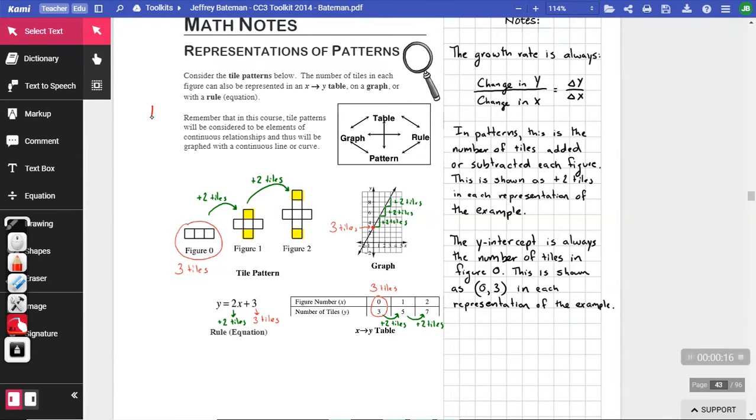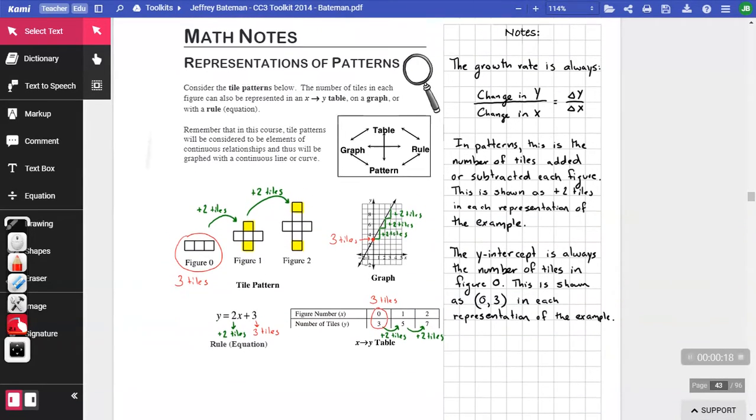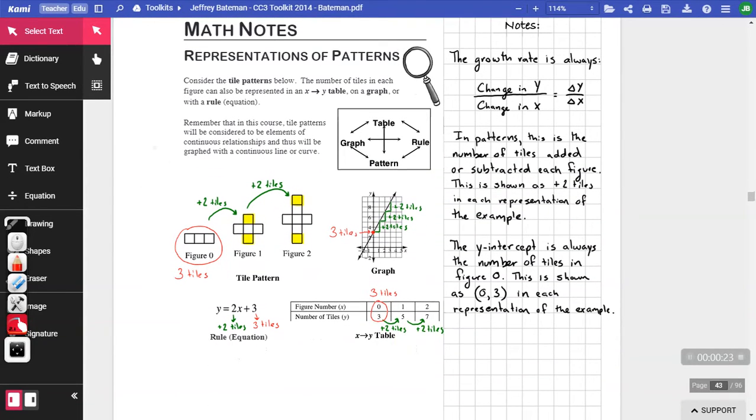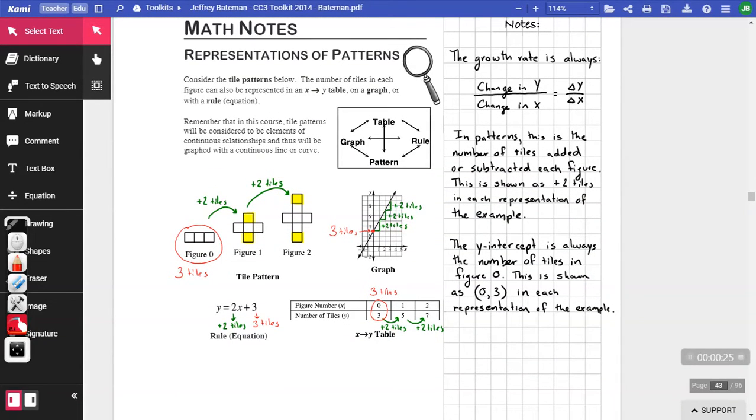First one here is representations of a pattern. This is found on page 37 for me. I know that says 36, that's the page before. This is page 37 in mine. If you have a newer toolkit, it's actually a little bit earlier, but you can use your index and look for representations of a pattern.